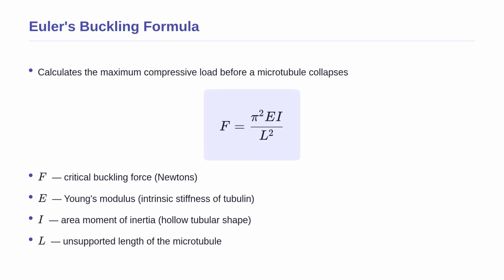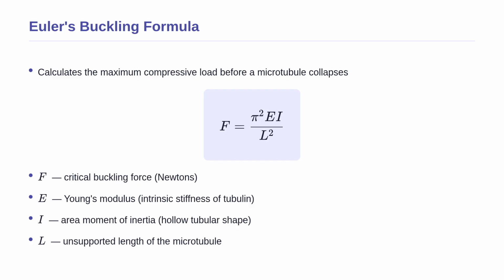To understand exactly how much pushing force these microtubules can handle before they buckle, we borrow a concept from structural engineering: Euler's buckling formula. Conceptually, this tells us the maximum compressive load a tube can take before it bends and fails. In this equation, F is the critical buckling force, measured in newtons.